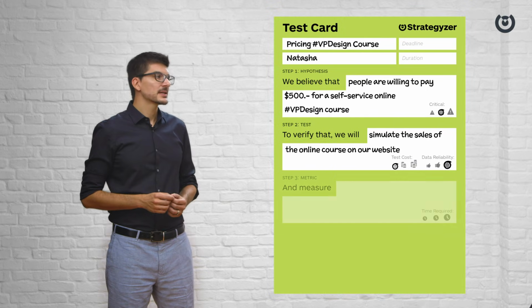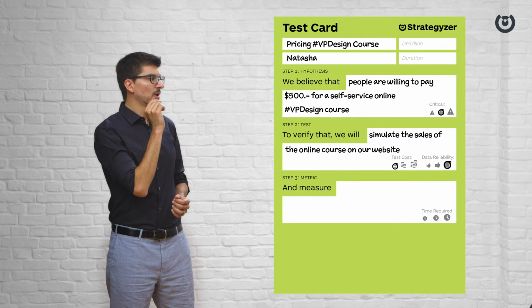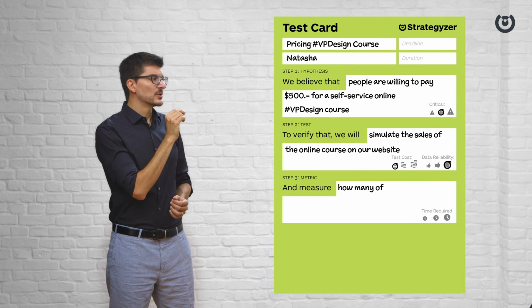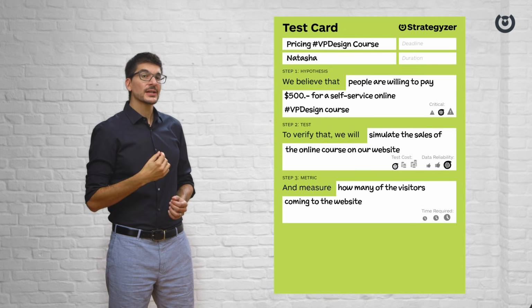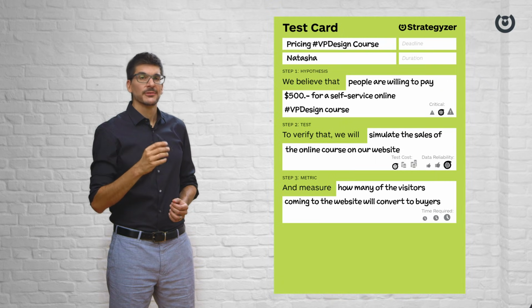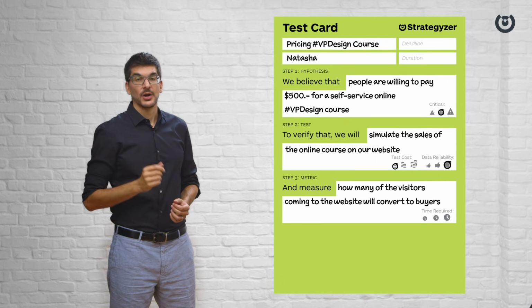Okay, now let's move to the next thing here. What are we going to measure? So in our case, we said, we're going to measure how many of the visitors who come to the website will actually convert. So that was the particular measure that we looked at to validate or invalidate our hypothesis.